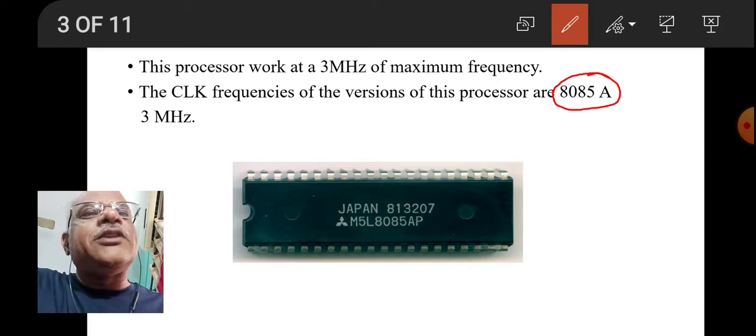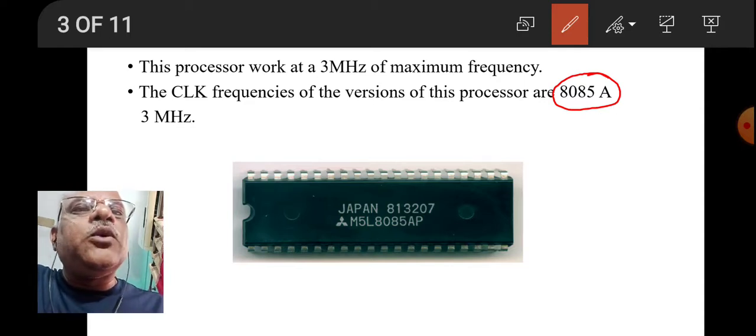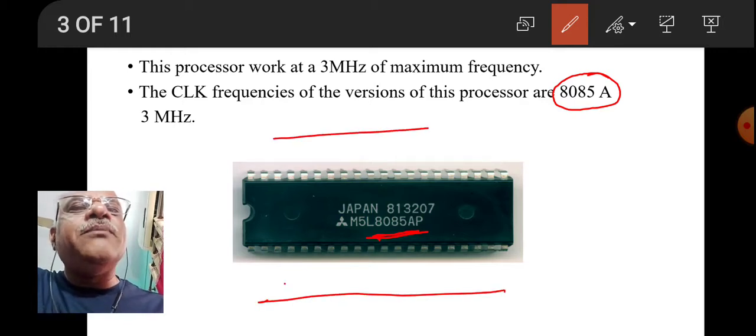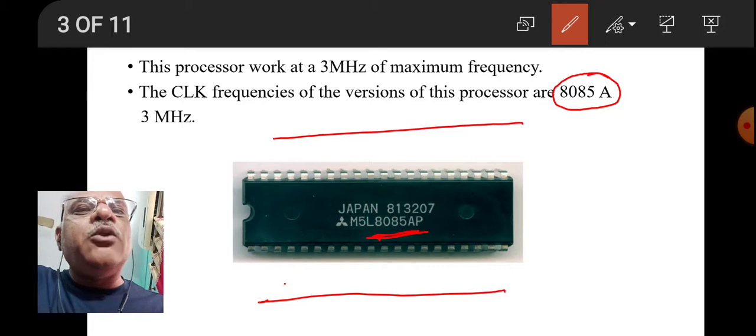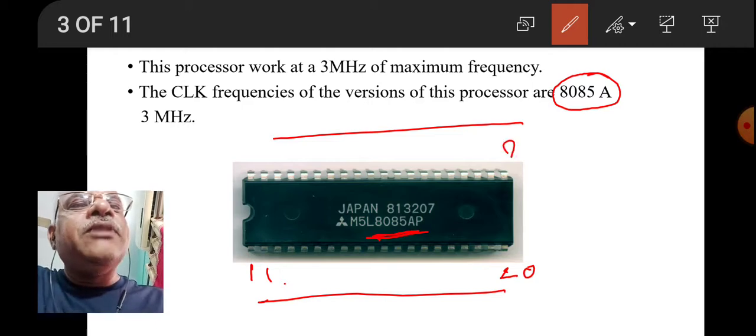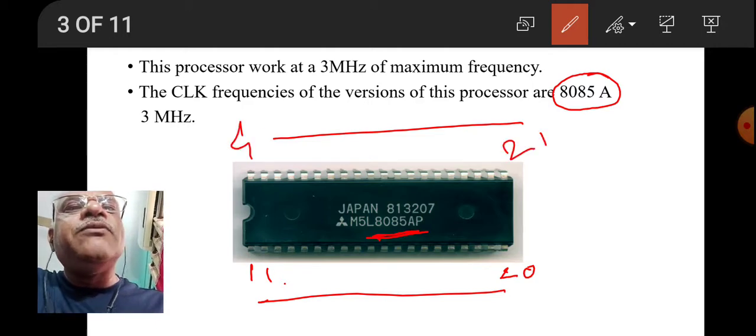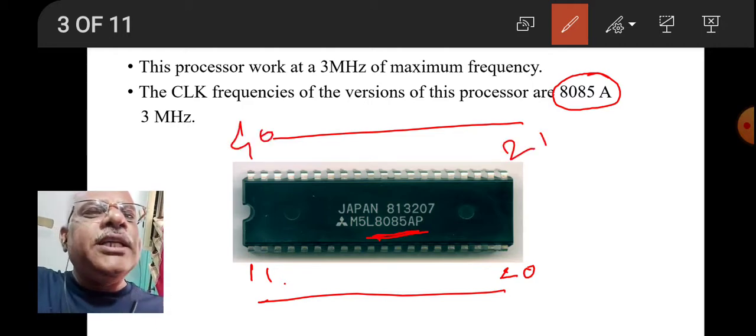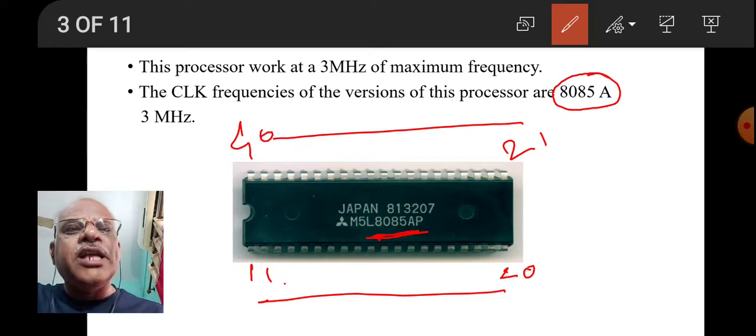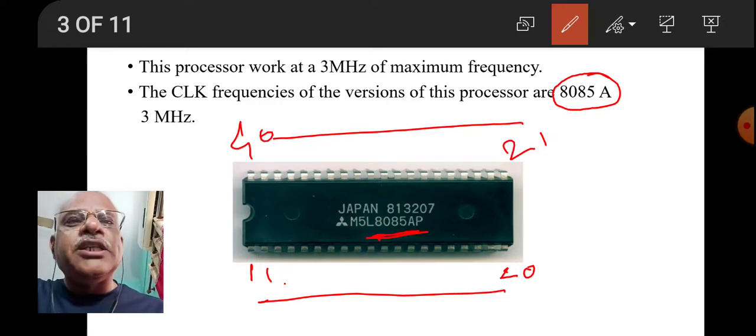appears of the 8085 microprocessor. Look here, this is the 8085A IC, and there are 20 pins from this side and 20 pins from this side. We will count the pins from this side: 1, 2, 3, and up to 20. So this will be the last 20th pin. This will be the 21st pin, and this will be the 40th pin. So all these pins have a particular number and a particular function assigned to them.